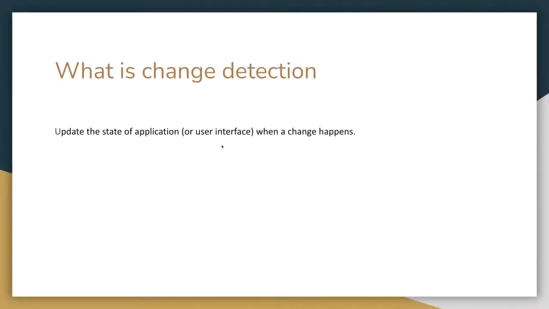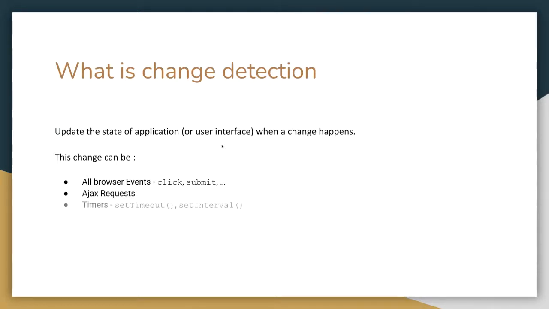Whenever we change any state in the application, it is reflected in the user interface or the DOM. So what can this change be triggered by? It can be a browser event, like when you click a button or submit a form, or when you make AJAX requests, like when you fetch something from the database or call an API, or when you have timers to run a specific section of code after some timeout. So all these are async events.